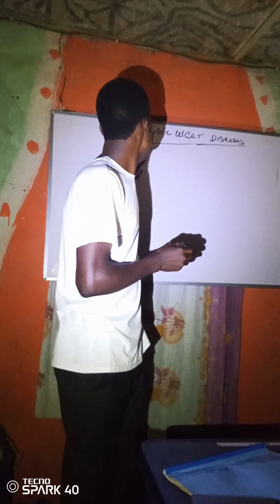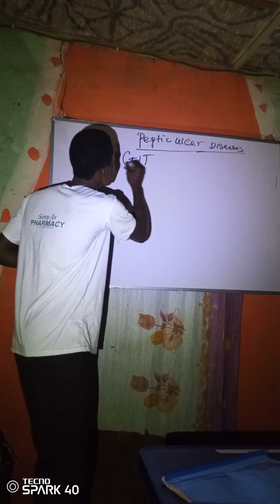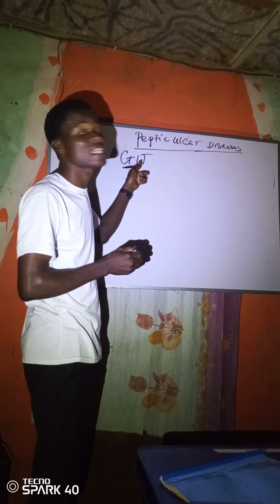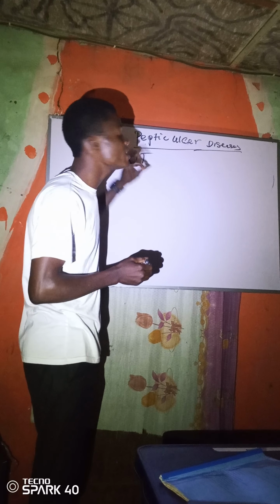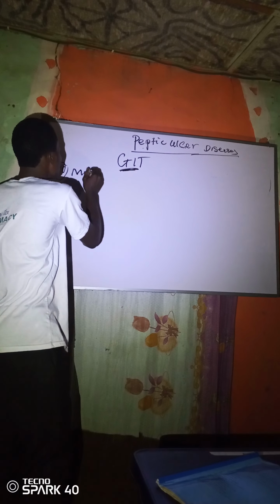Now, before we start the peptic ulcer disease, we're going to be looking at the GIT. The GIT is the gastrointestinal tract. Now, this GIT has 4 layers. Number 1 layer is the mucosa layer.